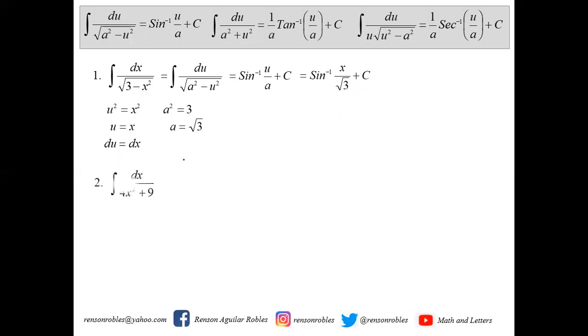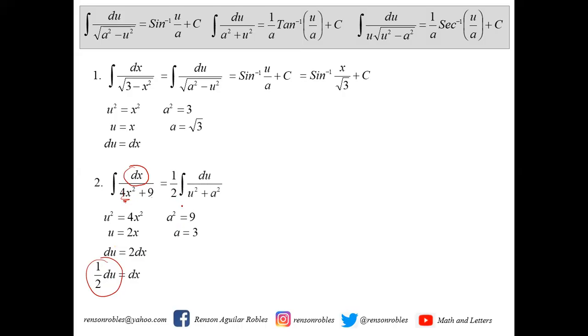Another one. Okay, so this time we have the integral of dx all over 4x squared plus 9. Similarly, we can now let u squared be equal to 4x squared, and a squared equal to 9. So taking the square root, we have now u equals 2x, that's the square root of 4x squared, and a squared equals 9, so therefore a equals 3. Differentiating u, you have du equals 2 dx, or 1/2 du equals dx. So this dx can now be replaced by 1/2 du, and this 4x squared is represented by u squared, and 9 is represented by a squared.